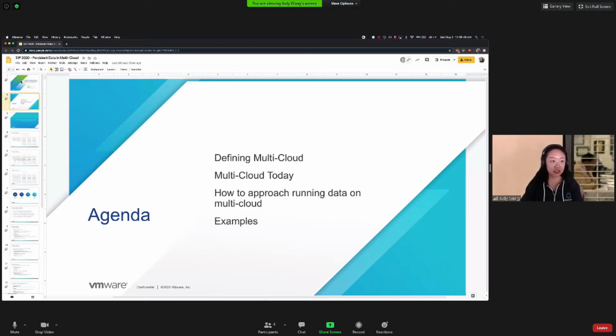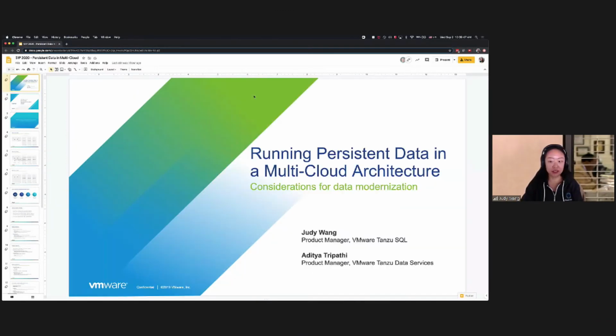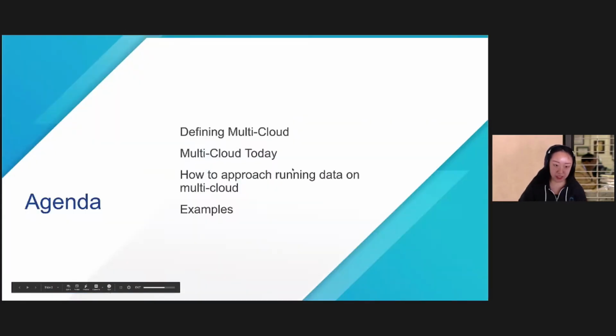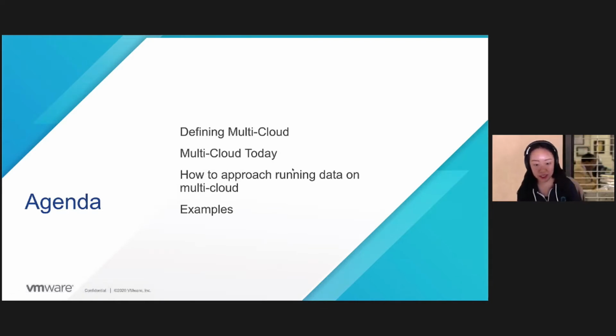Great. Today, we'll be talking about how to run persistent data in a multi-cloud architecture and certain considerations that you can make for your data modernization strategy. So to kick us off, I will start by going through our agenda. To level set, we can first define what multi-cloud even means. I think oftentimes it's conflated with other terms like multi-site, multi-region. So just to clarify what we mean when we say multi-cloud.